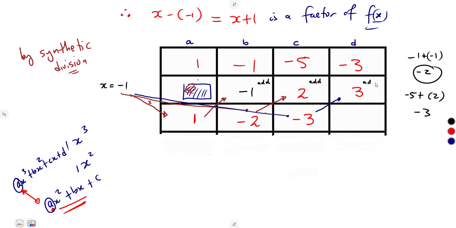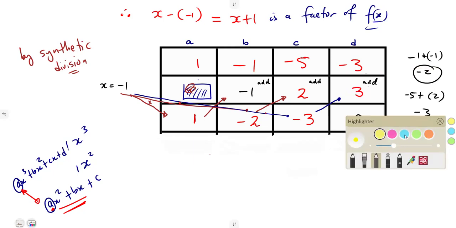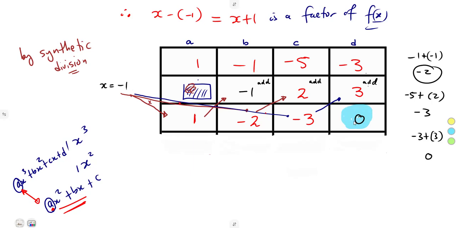Just like before, you add along the column. So that's -3 plus 3. That's a 0. So this is going to give us a 0. Exactly what is supposed to happen. You are supposed to obtain a 0 on the last one, representing D. This part of D is supposed to give you a 0. If you obtain any other value which is not a 0, it means whatever you said is a factor here is not a factor. This x plus 1 that you said is a factor, it's not.